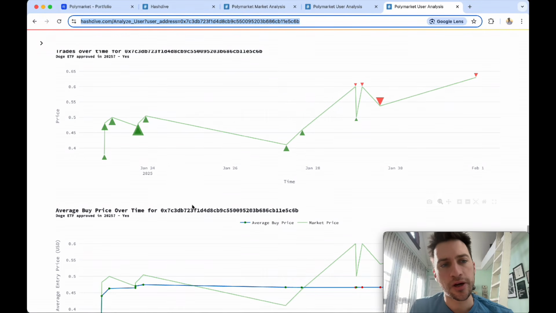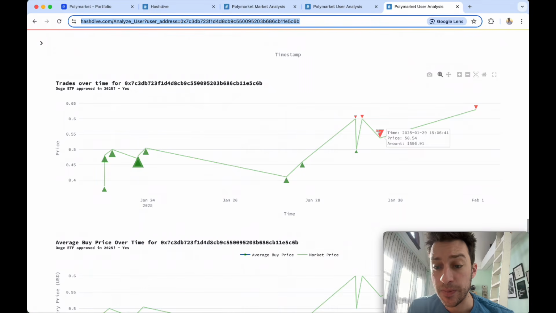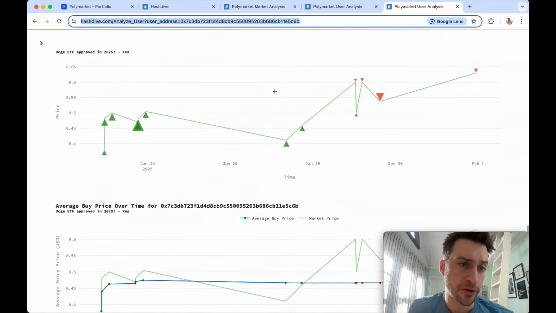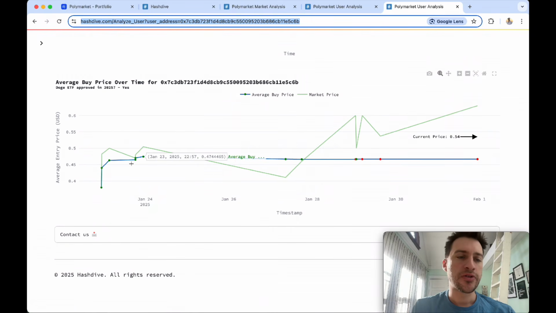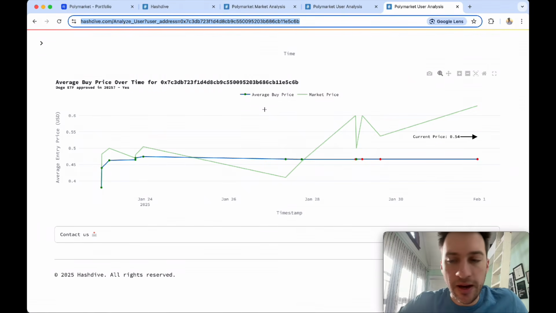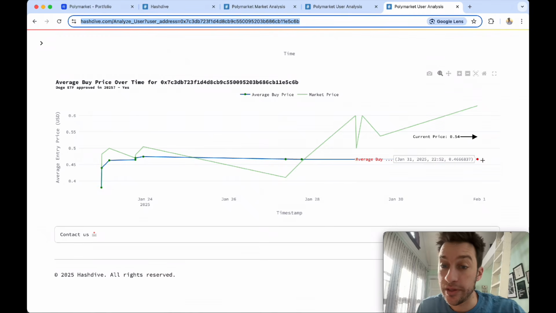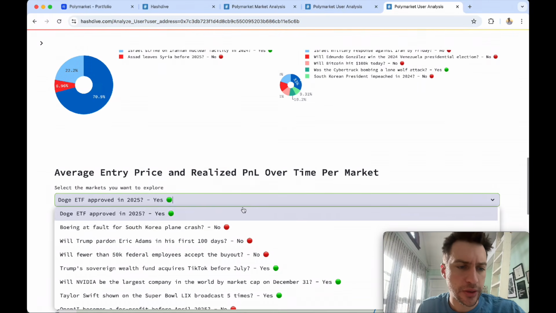So this is the same market, guys, but what this graph is showing is his volume, the amount, the money that he's spending in the yes market of Doge ETF approved in the year of 2025. And then this is his average buy price, which is really helpful. So you can actually see the blue line is your average buy, the green line is the current market value price. So he's up money, a lot. He bought at 46.6 and it's at 63%. Not bad. Right, so this is a really cool way to do it.